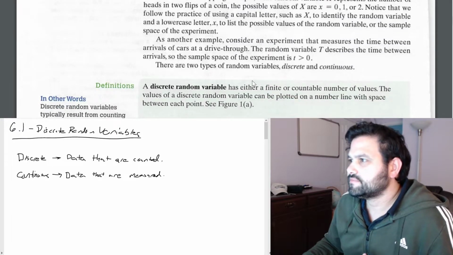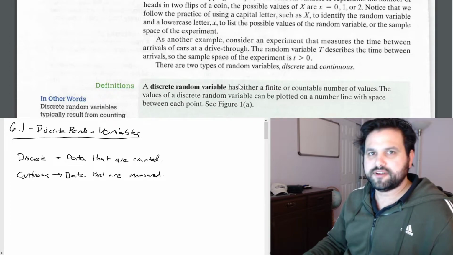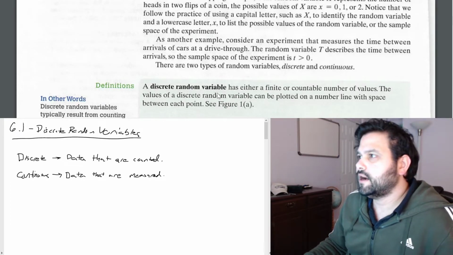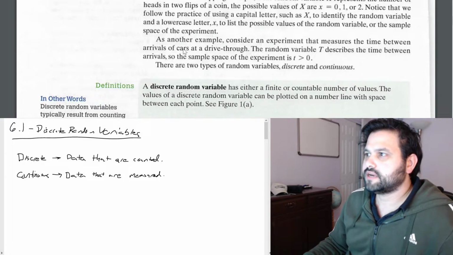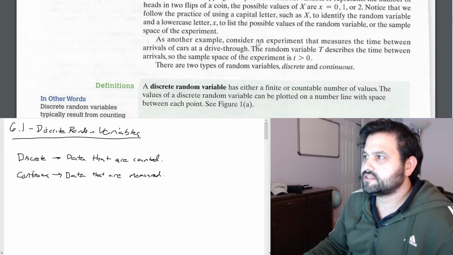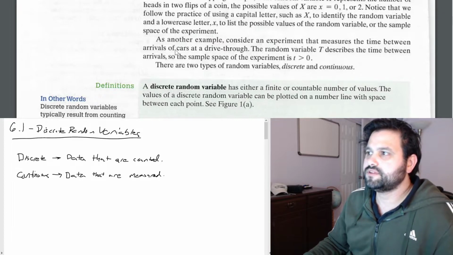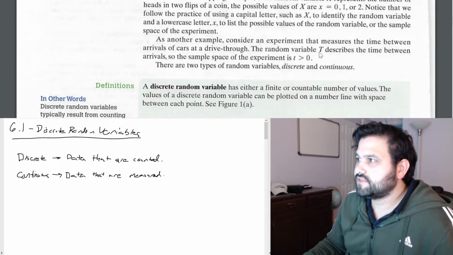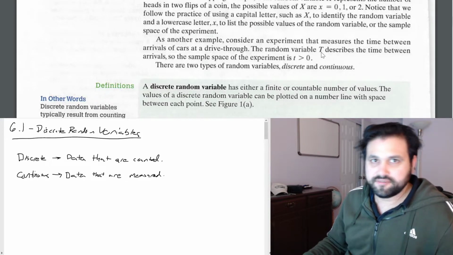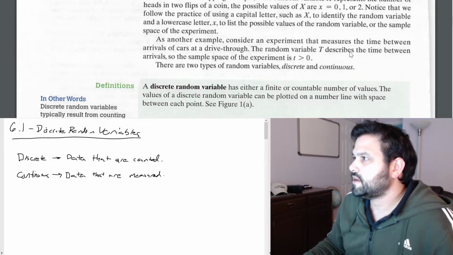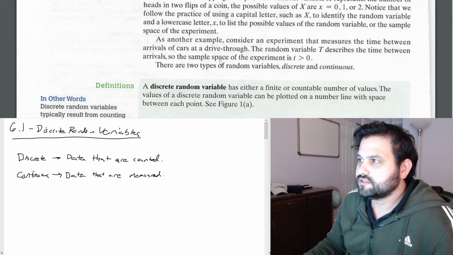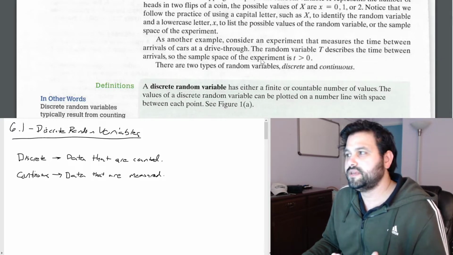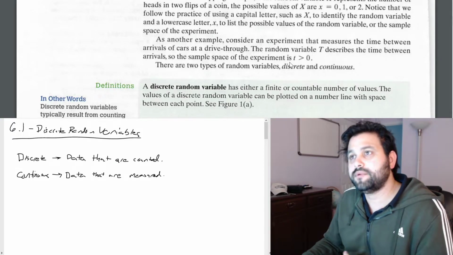So anyways, important to remember, discrete random variable: the outcomes are counted. This is in contrast to another example right here. Consider an experiment that measures the time between arrivals of cars at a drive-through. The random variable t, a different random variable using a different letter, describes the time between arrivals. So the outcomes it can take on would be anything greater than 0, and that would have to be measured.